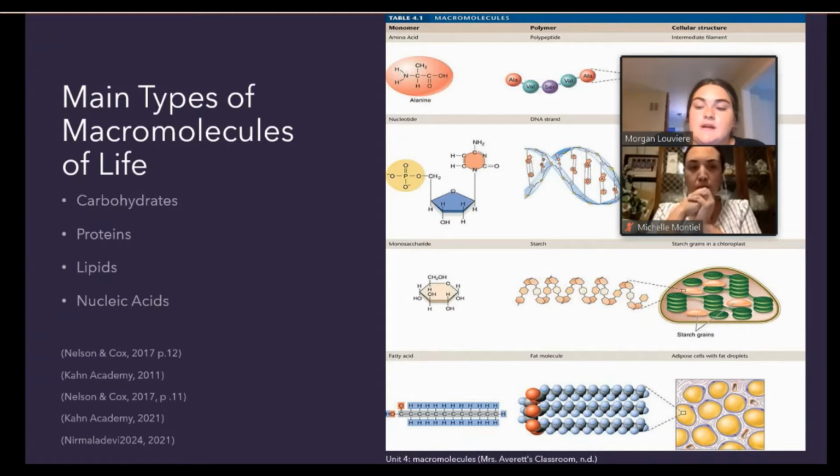Lipids are composed of fatty acids and glycerol, and they are used by the cell to make membrane structures and store energy. And finally, the last macromolecule we're going to talk about are nucleic acids. And nucleic acids are made up of nucleotides. So they store and pass on genetic information, whether that's in a cell or a virus. And there are going to be 2 types of nucleic acids, DNA and RNA.